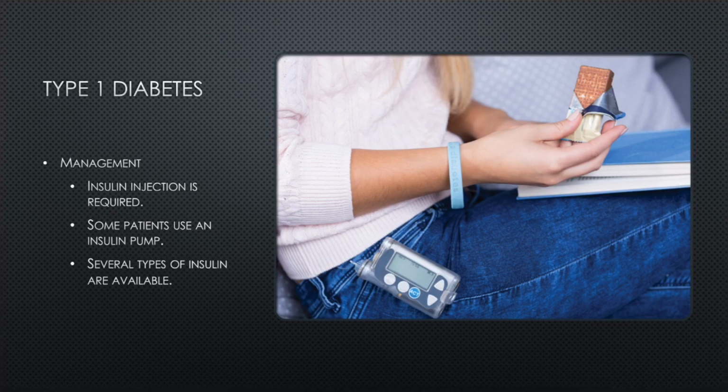Type 1 diabetics are always going to require insulin to be administered by injection or by an insulin pump. It cannot be ingested orally because insulin will become deactivated throughout the digestive process. Some patients use insulin pumps to treat their disease, and this consists of an infusion set, a reservoir for the insulin, and then the actual pump itself, like you see in this picture.